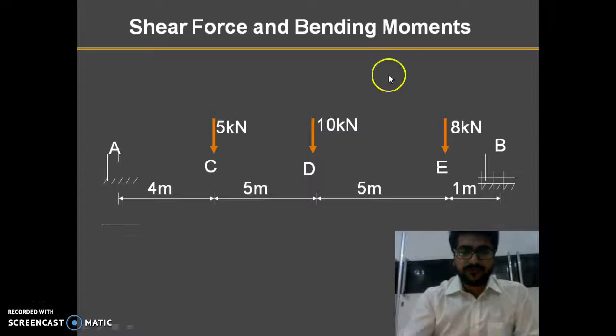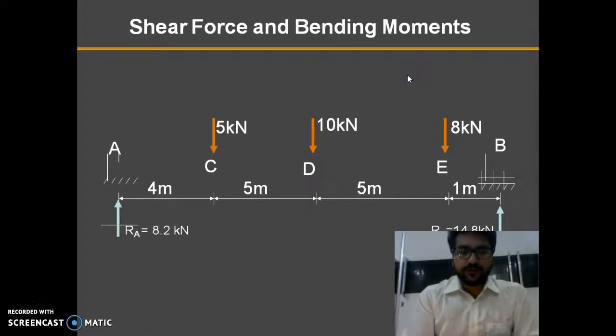So if, for example, the reaction due to this force is 8.2 kilonewton on the A point and 14.8 kilonewtons on B point, these reactions can be easily calculated with the help of the previously discussed static equilibrium equations. But suppose in our civil engineering, we need to design the beams for shear forces and bending moments.